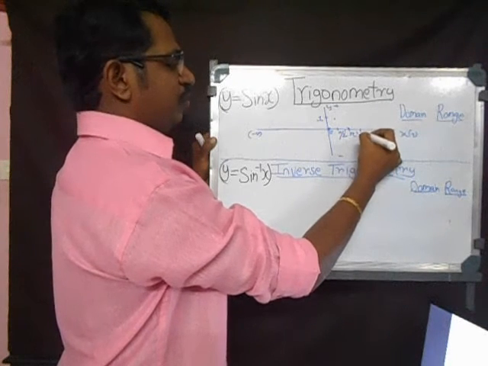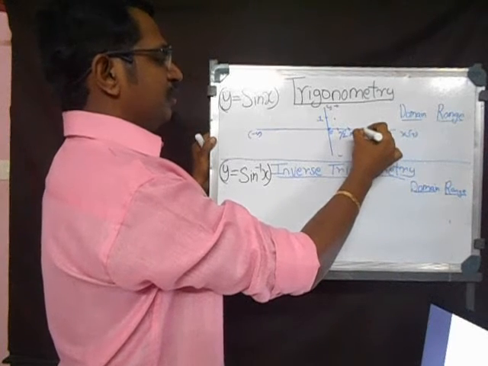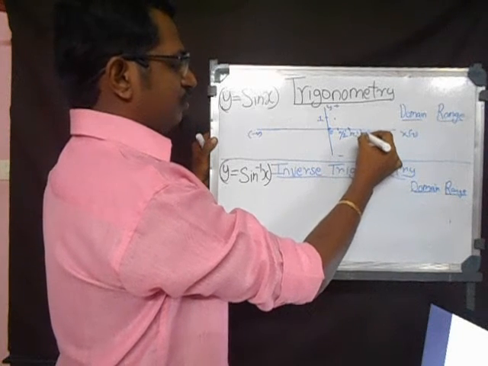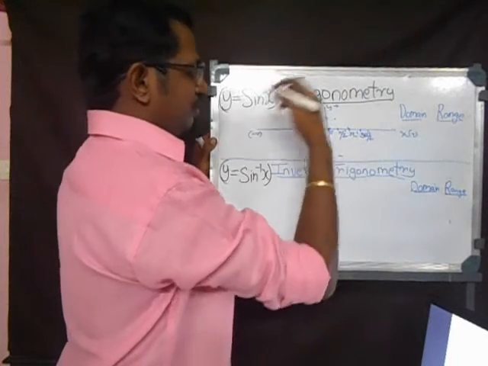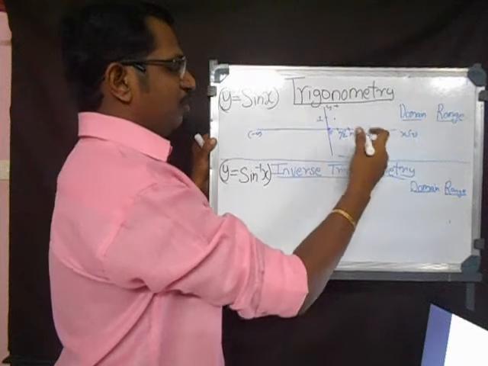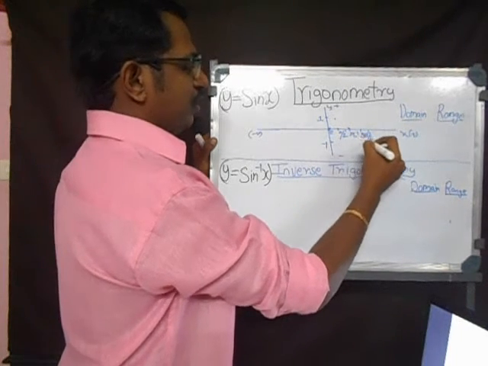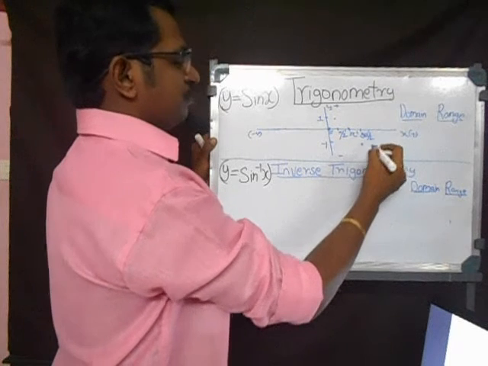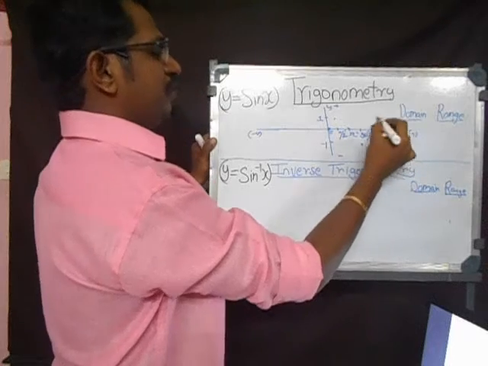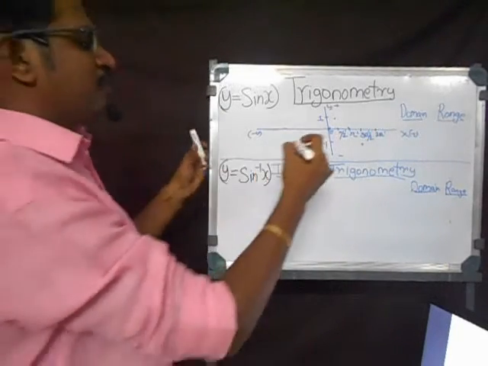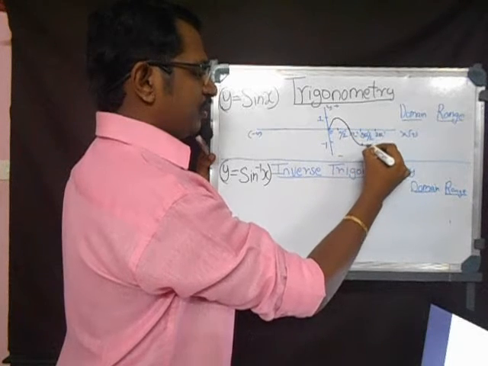Next we go for 3 pi by 2 radians. At 3 pi by 2, as you have seen in the previous class, the quadrant is below, so you will get minus 1. The plot will be somewhere here. Then you reach 2 pi radians and it will be 0 again. This way you can plot the sin x graph.